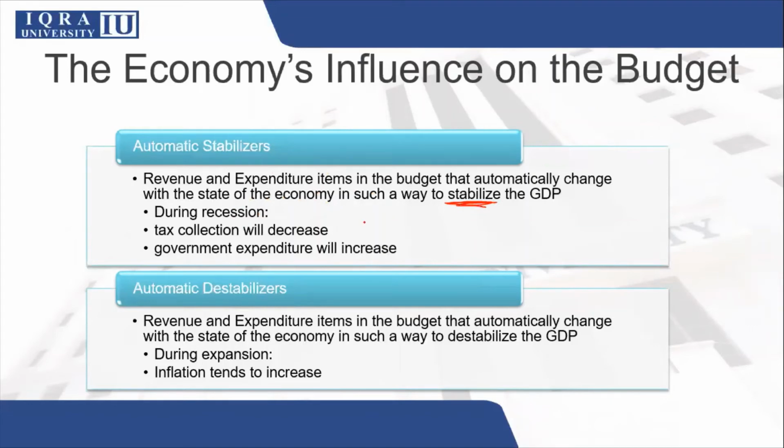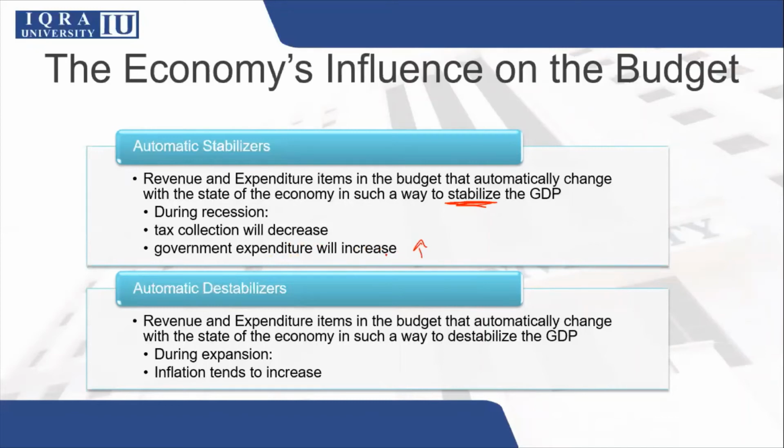For example, during recession, tax collection will automatically decrease. The reason being that people will be earning less because they are in recession. Now, if their income is less, then automatically, even if the tax rate is not changed, if the government policy is not being changed, the tax collection amount will decrease. Similarly, the government expenditure will increase from the other side, because then the government is going to be spending more on, you could say, unemployment benefits. So their expenditures will be increasing during recession.